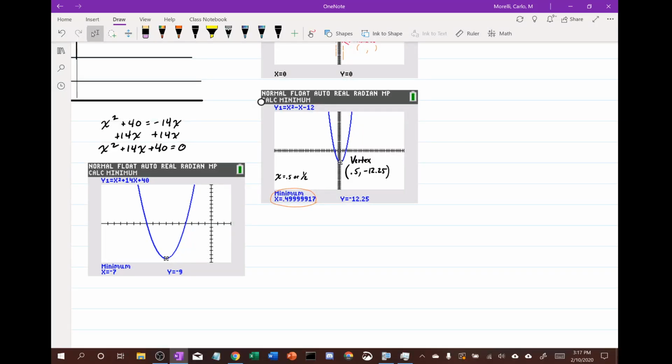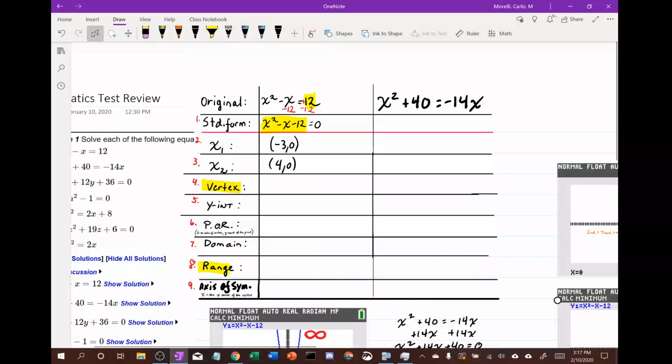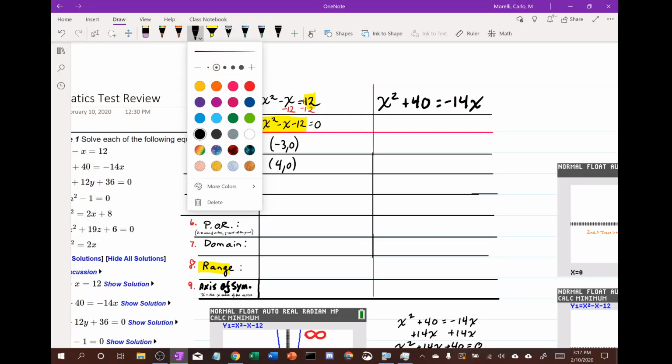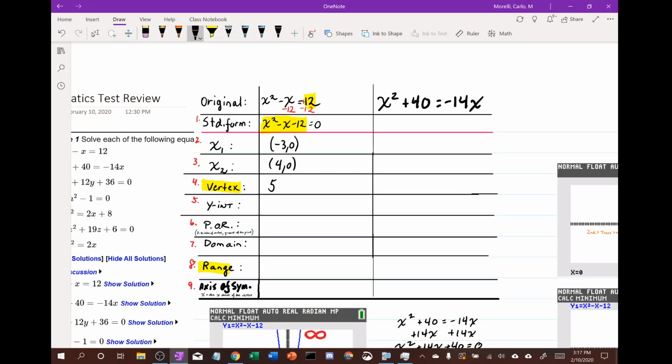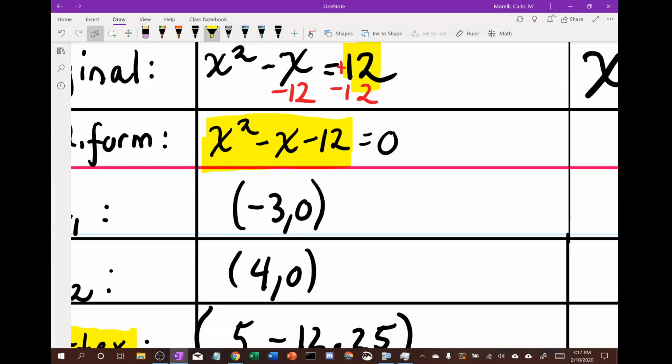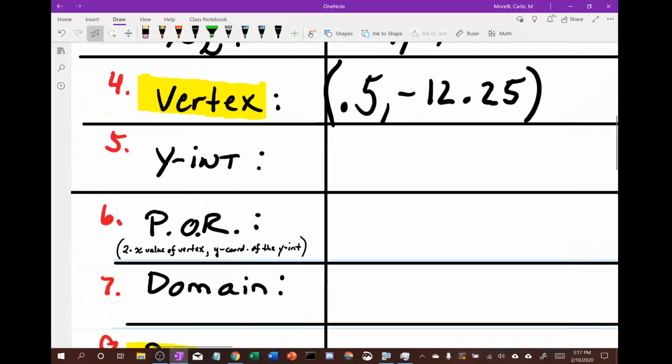Okay. 0.5, comma, negative 12.25. Now Armani gave us the y-intercept, which you can just read off the graph, okay? It's always the thing that's over here in the C position. Negative 12. Now, how would you say negative 12 as a coordinate?